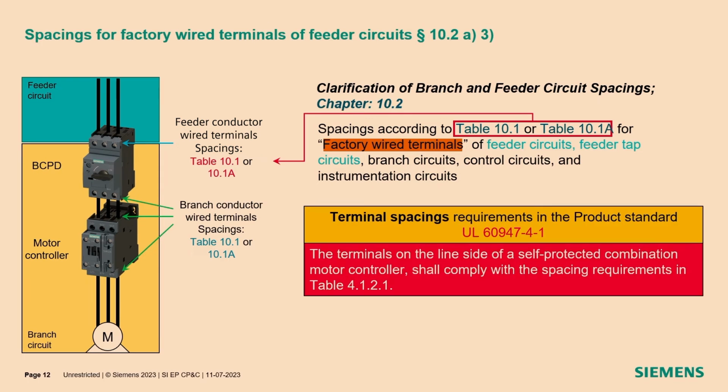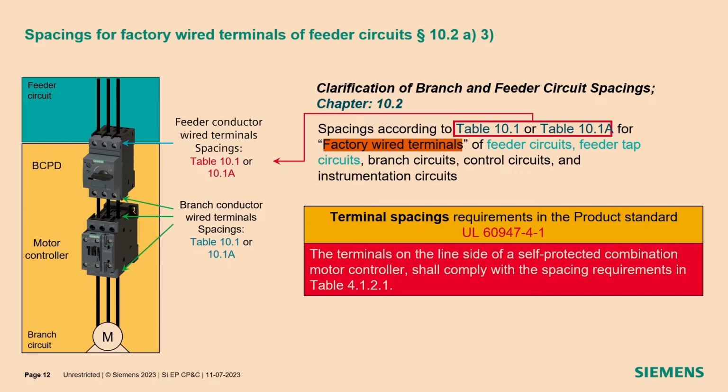But I must tell you, there's a little mismatch between the UL508A and the product standard UL60947-4-9. Because this is the product standard of the branch circuit protective device, of this combination motor controller. And there you see here in my red area that the terminals on the line side of a self-protected combination controller shall comply with the spacings requirement in table 4.1.2.1 in the UL 60947-4-1. And these are the higher spacings.